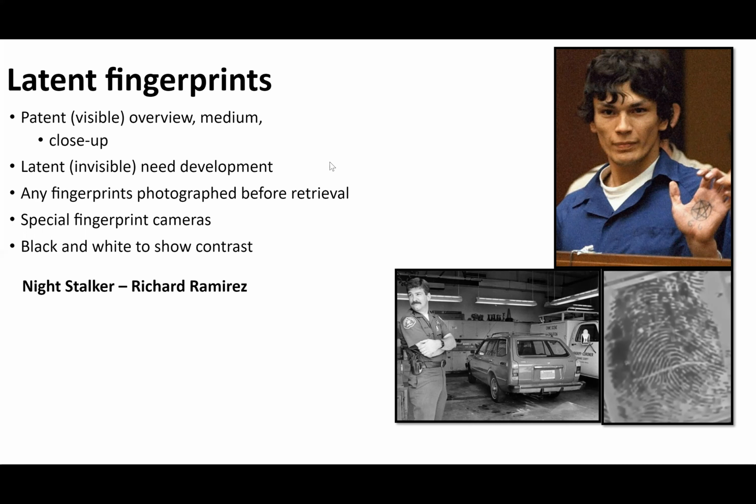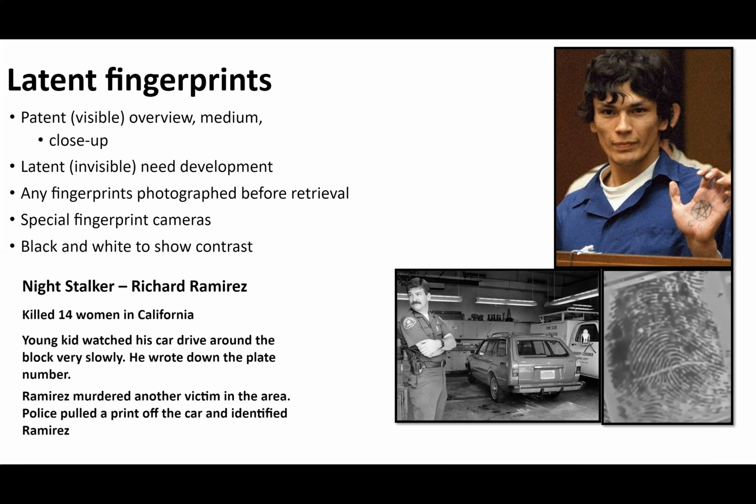So here's the Night Stalker, Richard Ramirez case. He killed 14 women in California. A young kid watched his car drive around the block very slowly and wrote down the plate number. Ramirez murdered another victim in the area, and police pulled a print off the car and identified Ramirez from that print.